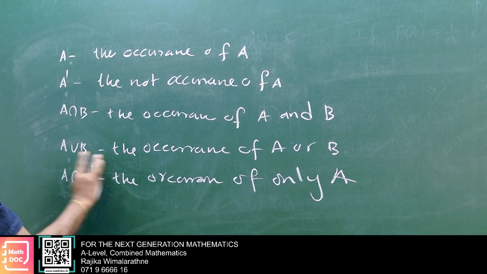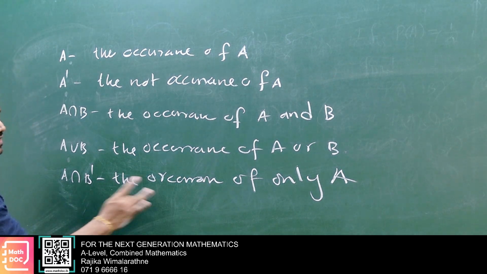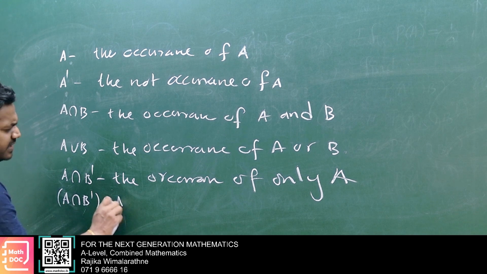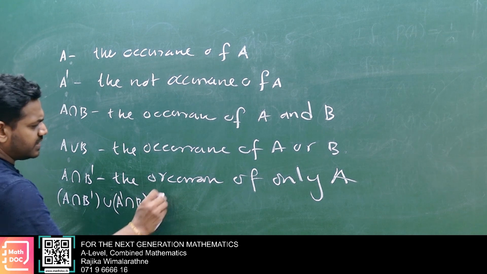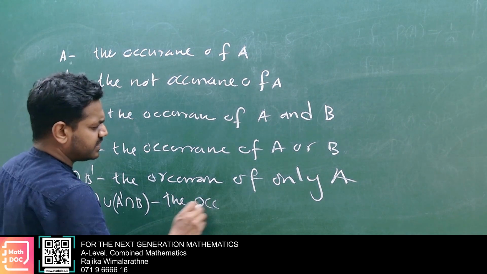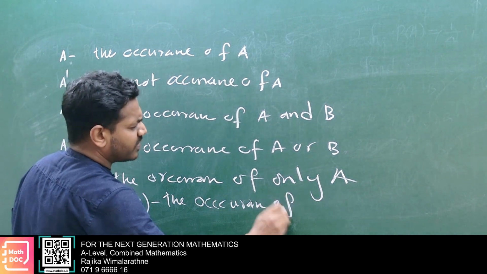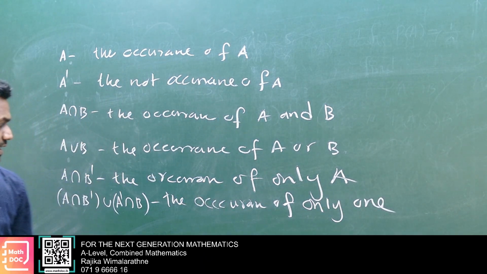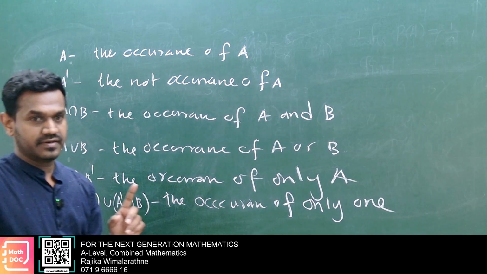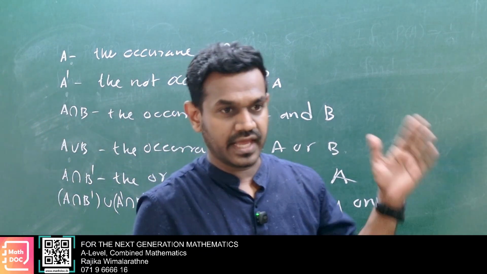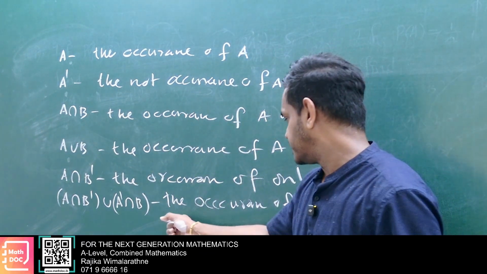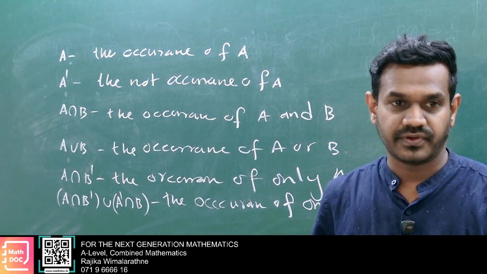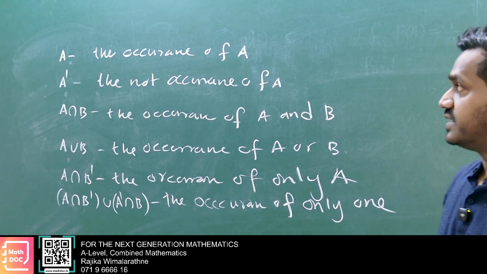So here this represents the occurrence of A, the not occurrence of A, the occurrence of A and B, the occurrence of A or B, the occurrence of only A. The occurrence of only one is A intersection B dash union A dash intersection B: only A or only B, added. Here the occurrence of only one. Write that. These notations are very important. You have to remember these technical words.